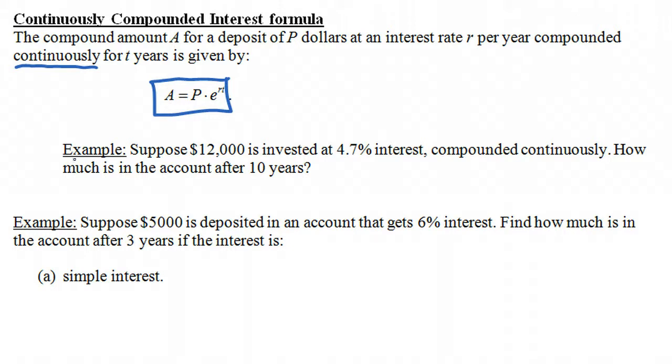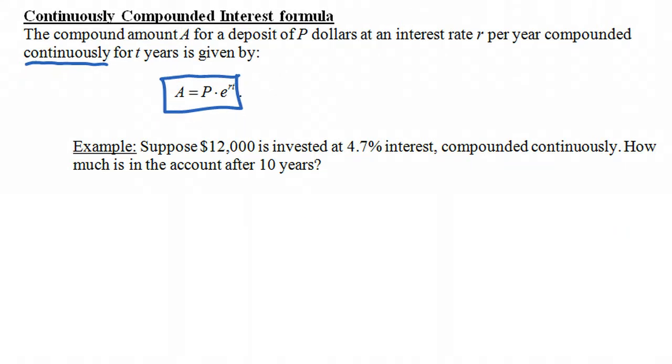The example says, suppose $12,000 is invested at 4.7% interest, compounded continuously. How much money is in the account after 10 years? Notice that the P, the principal, the initial amount of money, is $12,000. The R is 0.047, since 4.7% would be 0.047. And the T is 10 years. The A is the thing that we're looking for.